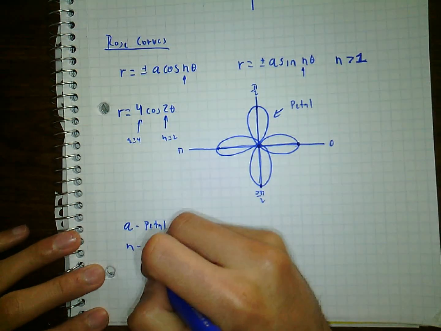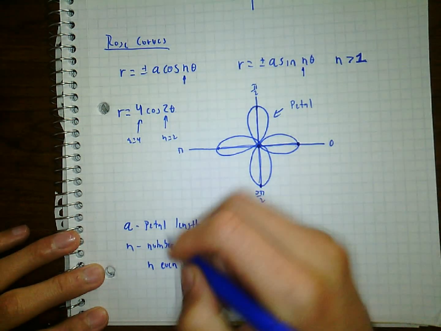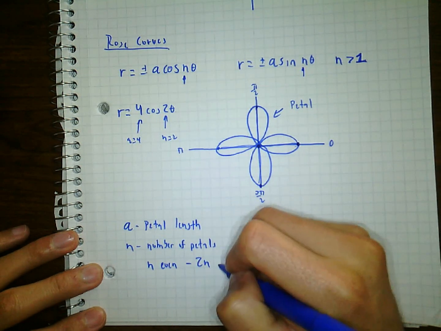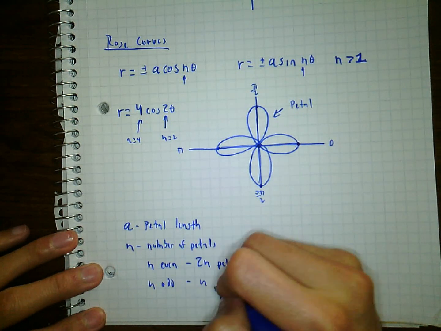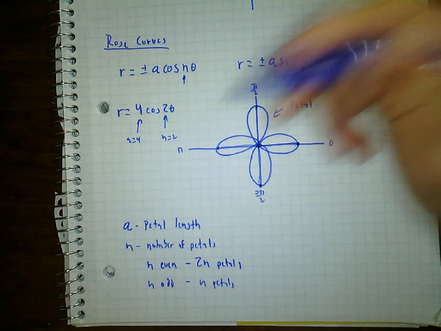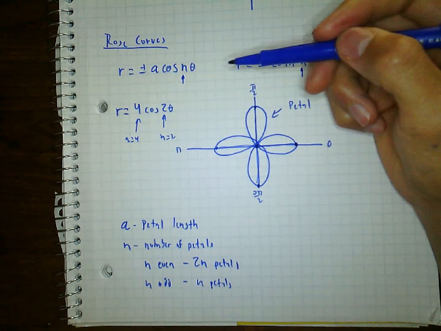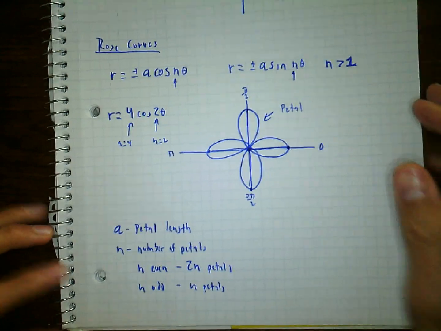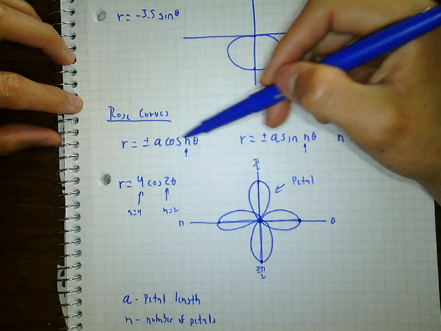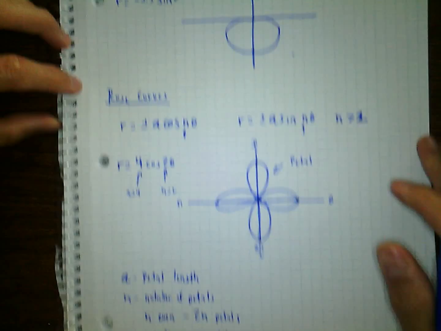Okay? If N is even, then you have 2N petals. But if N is odd, then you have N petals. So in our case, we had an even number, so 2 times 2 is 4, and that's the reason that we have 4 petals. Okay? All right. So that talks about really what A does, what N does. Now let's talk about what cosine and sine do.